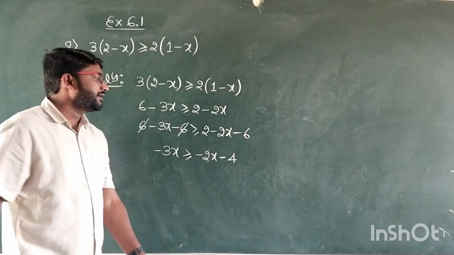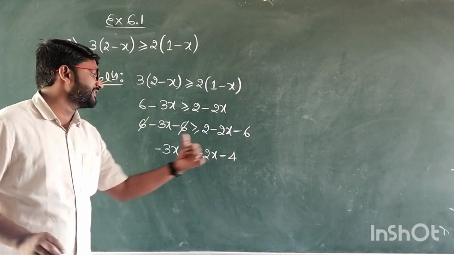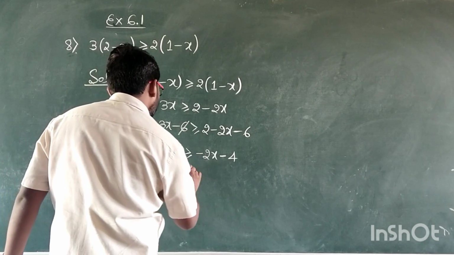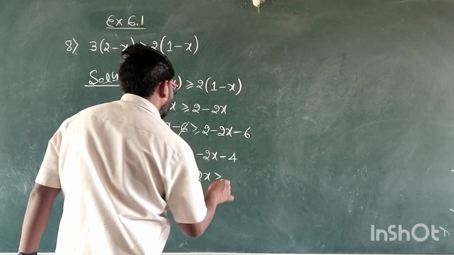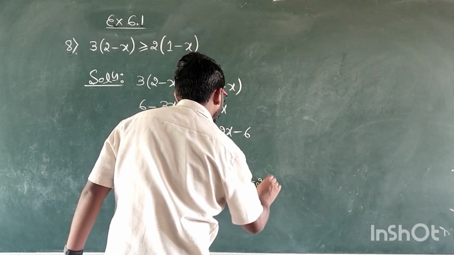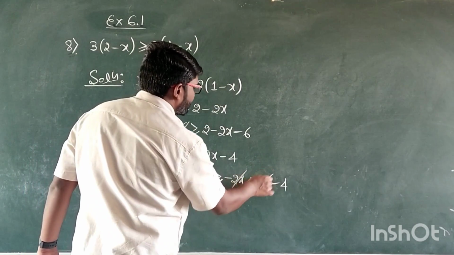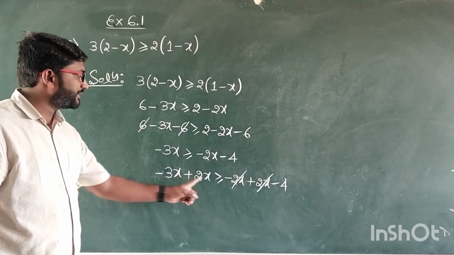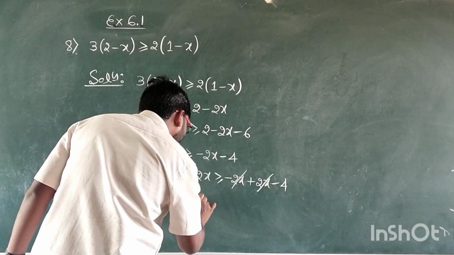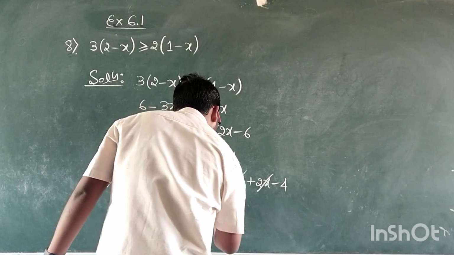Now here minus 2x is an extra term on the right hand side. Let us add 2x on both sides. Minus 3x plus 2x greater than or equal to minus 2x plus 2x minus 4. Minus 4 as it is. Now minus 2x plus 2x gets cancelled. Minus 3x plus 2x will give us minus x. So I will be writing here minus x greater than or equal to minus 4.